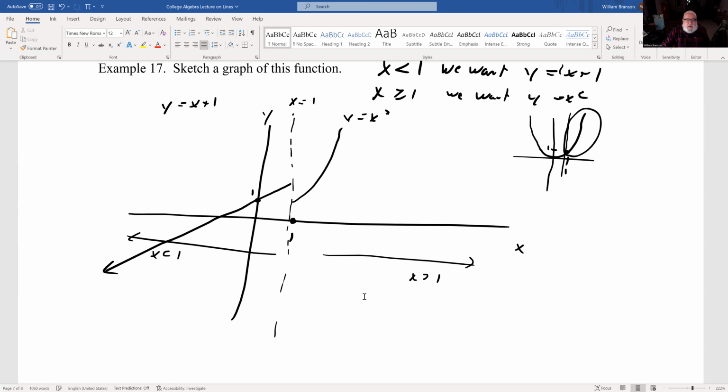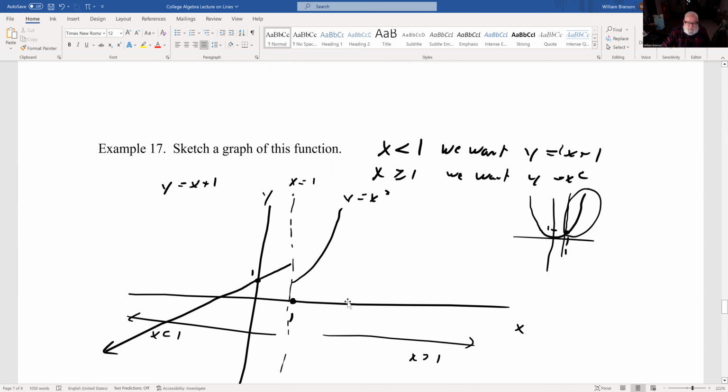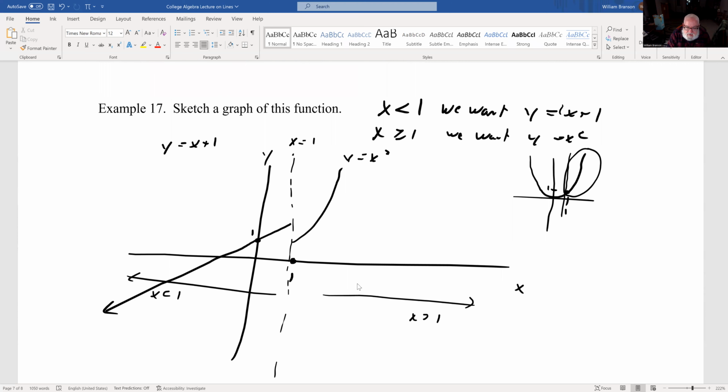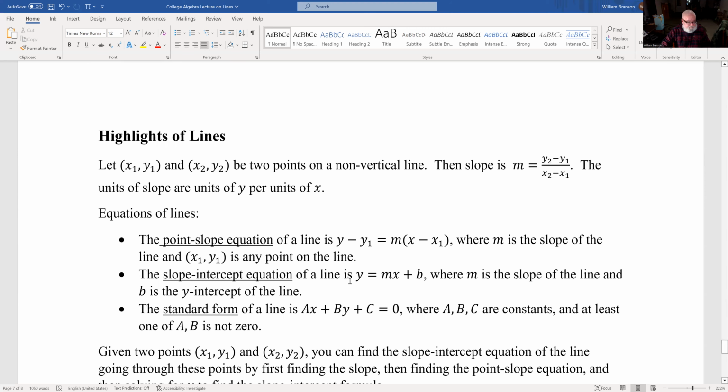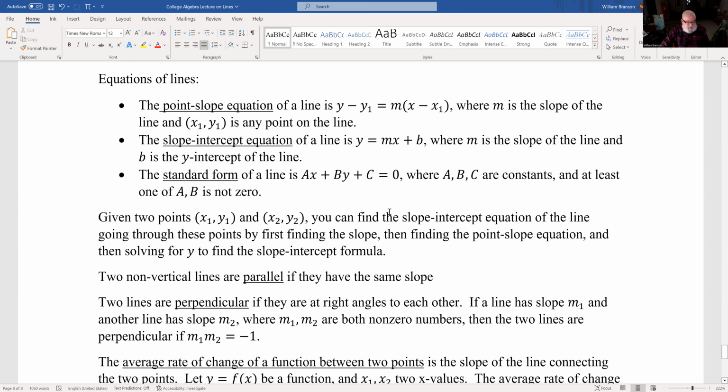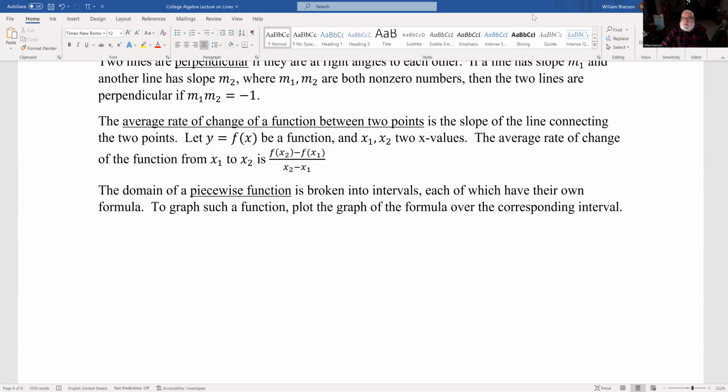That's my drawing. Now, where do I put my empty and full circles? Where x is greater than or equal to 1, we want y equals x squared. So for 1 itself, we want a filled in circle here. We want an empty circle here because when x is actually equal to 1, we use this formula. So that's that. And that's a graph of a function. So if you have to graph a piecewise function, right, break up the domain at wherever the breaks are and then sketch it. And then there's sort of a list of the various formulas and stuff that we did in there. And so that's lines.